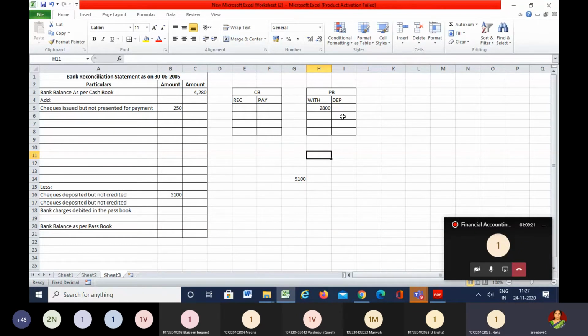First, the passbook balance will be less than the cash book. So here the cash book is more and the passbook is less. So what are you going to do? We are going to minus. So here: repairs to building.